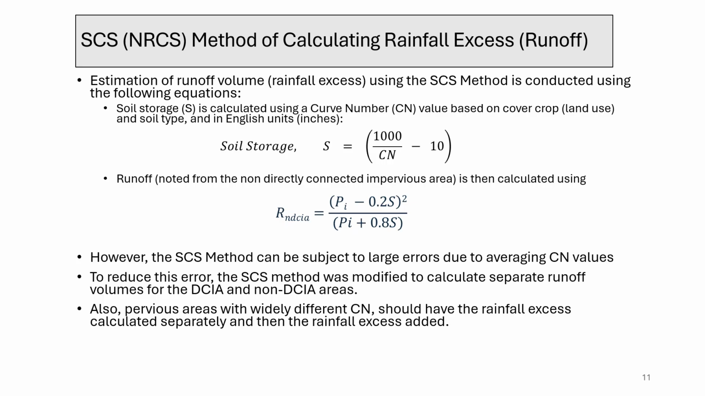The rainfall excess from the DCIA should be calculated separately and then added to that from the pervious areas. Furthermore, for pervious areas that have widely different curve numbers, the rainfall excess should also be calculated separately for each distinct CN value, and then these individual excesses should be added together. This approach of weighting by runoff volume is preferred over simply averaging curve numbers to achieve more accurate results.